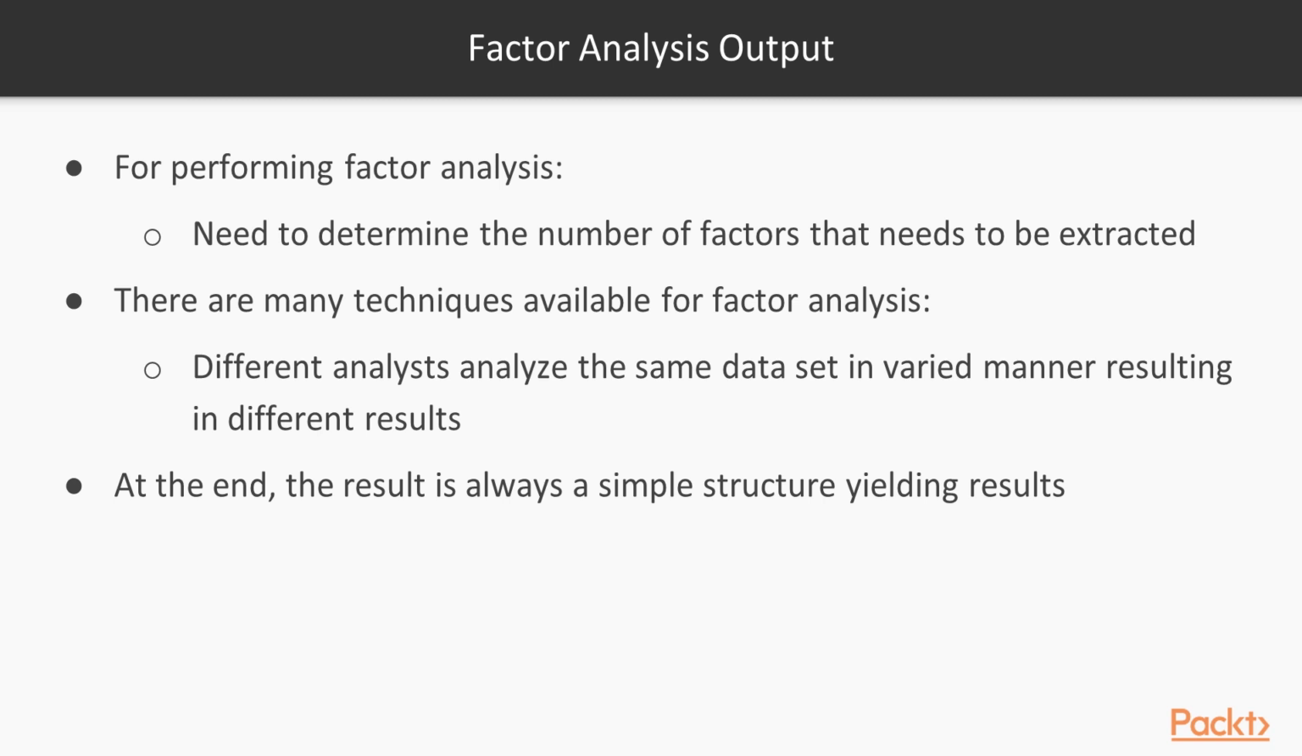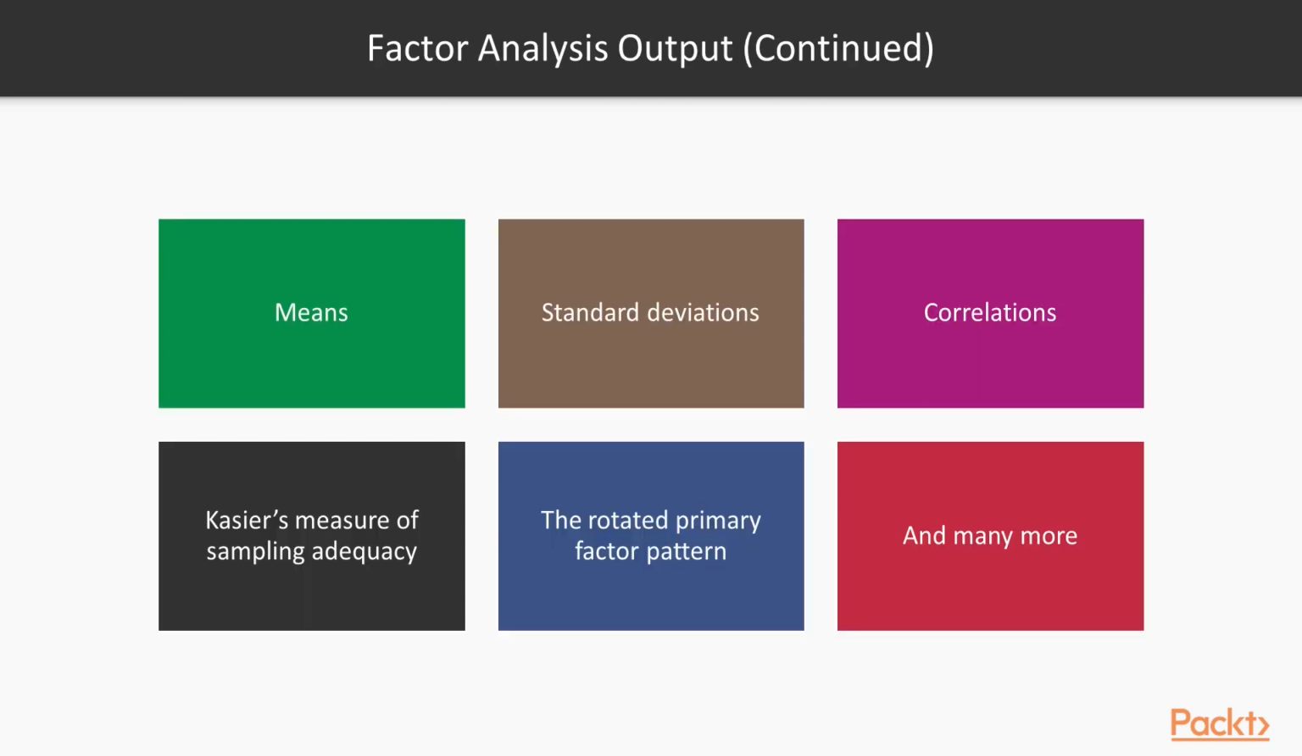But at the end, the result is always a simple structure, determining the factor on which the variables are dependent. So it does not matter which technique is being used for factor analysis, the end result will always be the same. The output of factor analysis includes means, standard deviations, correlations, Kaiser's measures of sampling adequacy, the rotated primary factor pattern, and many more.